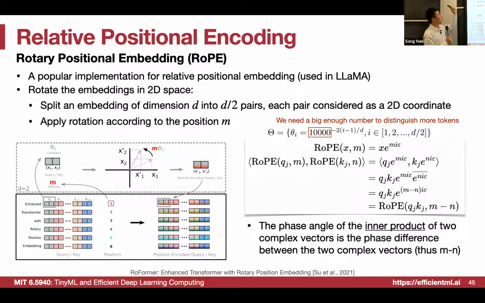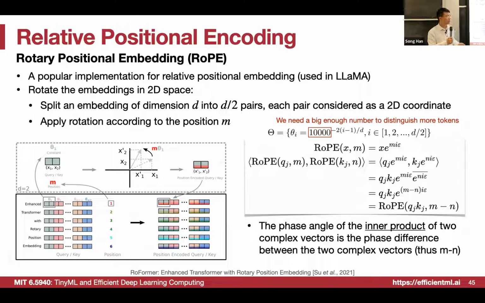Another approach is to use this rotary positional embedding. This actually is the key part of Llama. We're going to see that in the homework. It's a very popular implementation for the positional embedding, like we used in Llama. What it does is actually rotating the embeddings in the 2D space. So this is the word embedding, and we split the embedding of dimension D into D divided by 2 pairs. We group every 2 elements together, and each pair is considered as a 2D coordinate.